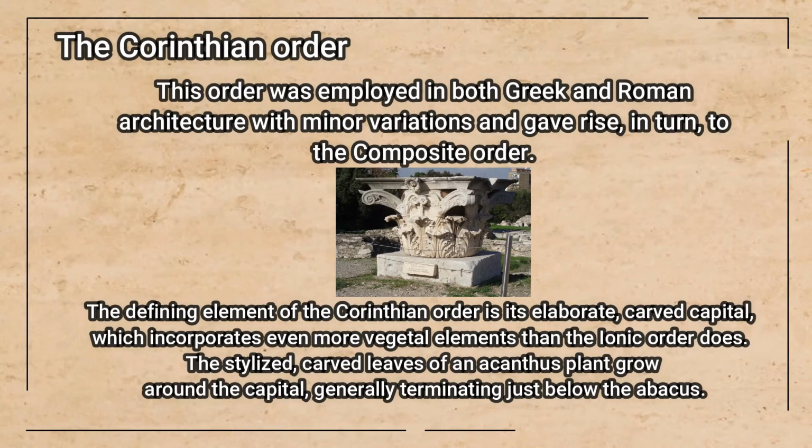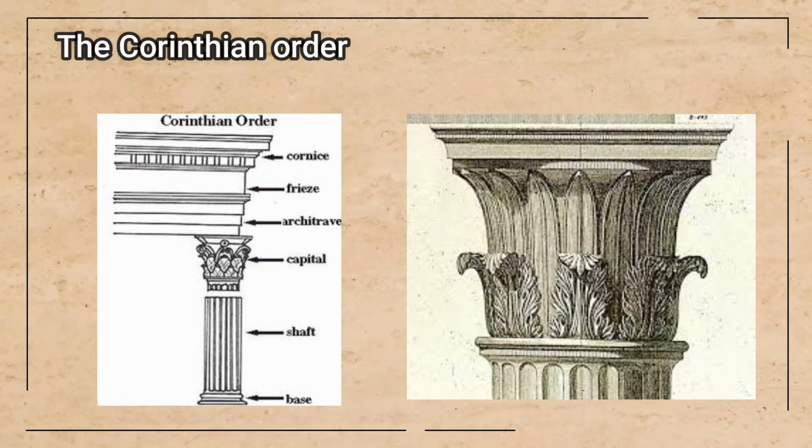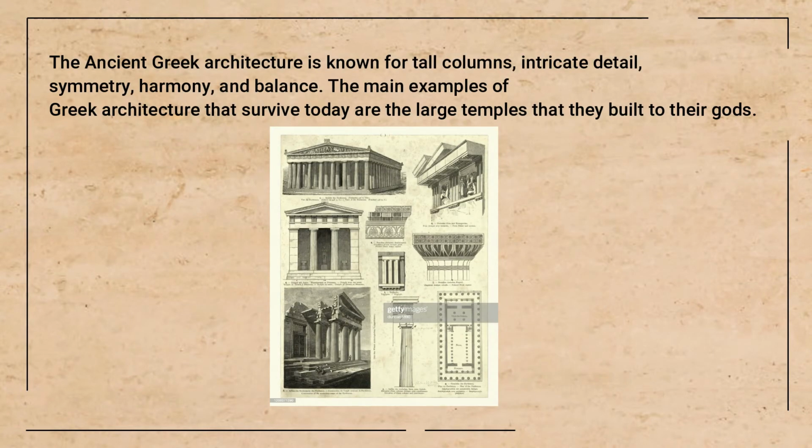However, the Corinthian order features slender columns topped with elaborate capitals shaped like stylized acanthus leaves, an ornately sculpted frieze, and decorative moldings. The ancient Greeks had a unique style of architecture that is still copied today in government buildings and major monuments throughout the world. Greek architecture is known for tall columns, intricate detail, symmetry, harmony, and balance.